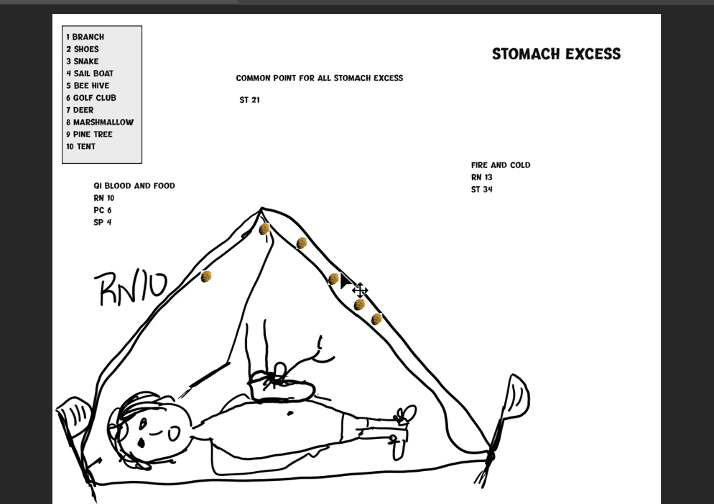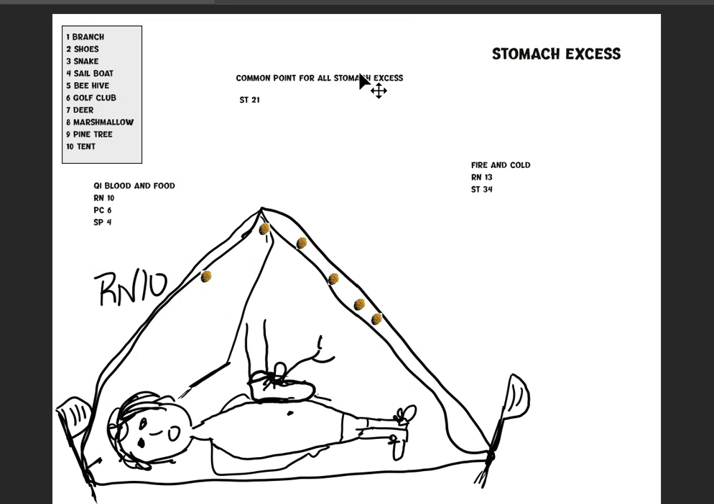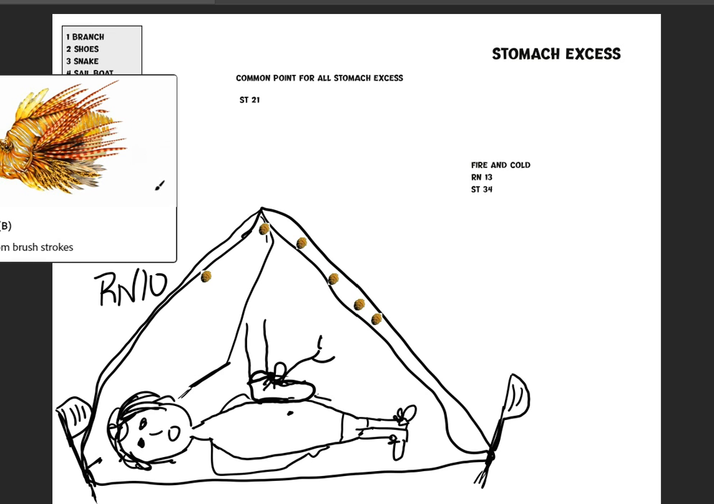So for fire and cold, you can see 1, 3, and 3, 4. Let me see if I can do it in a different color so you can remember. Okay, maybe an obnoxious red. Let's do it in red. Okay. We have the snake. What I was going to do with Ren 13 is, it's 10 and then 3. So it's a tent and a snake.